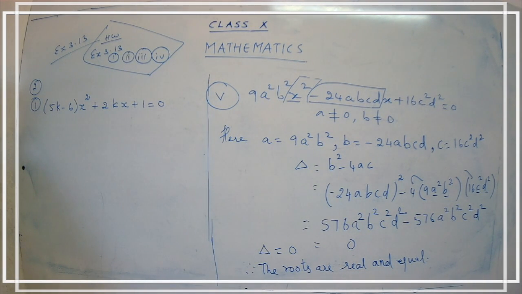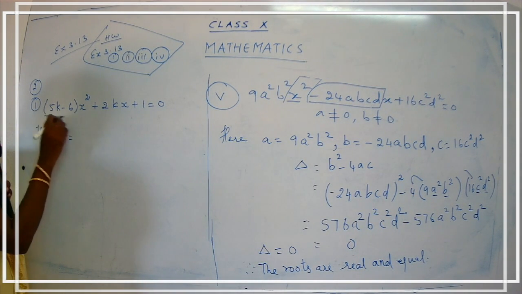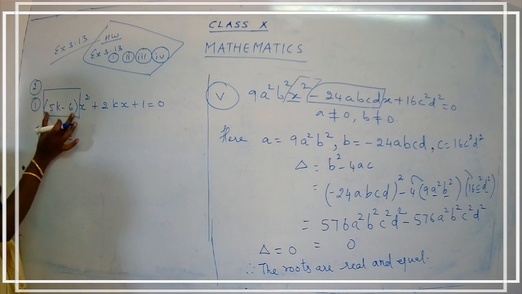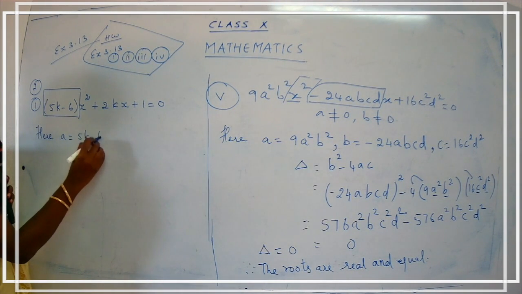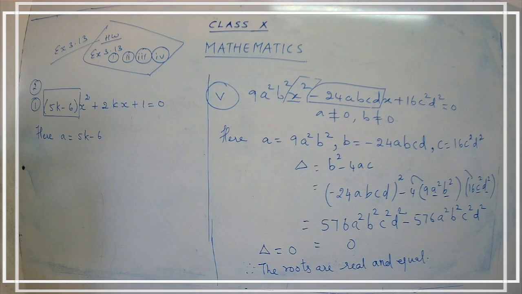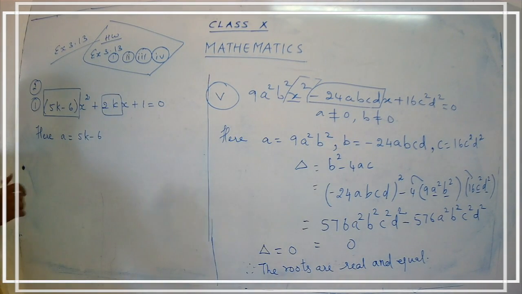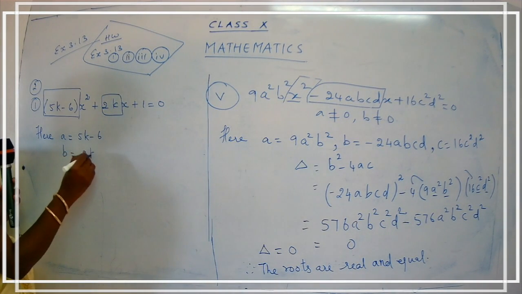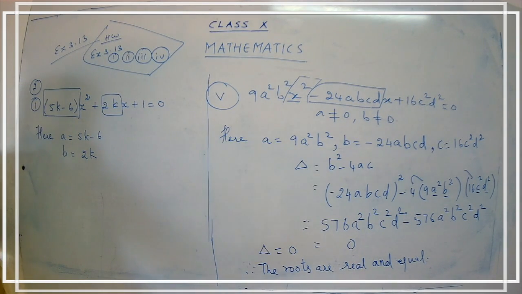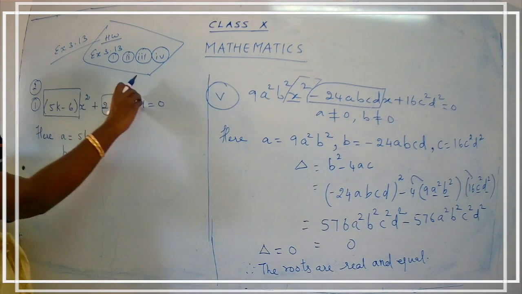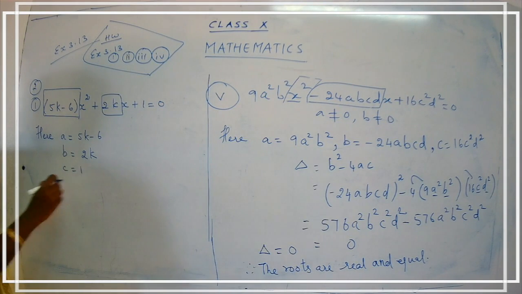Shall we proceed, children? Here, again, we always start with the same thing. We have to find out what is A, what is B and what is C. What is A here, children? What comes with x square? What is there with x square? Yes, 5k minus 6. So write down as it is. So A is equal to 5k minus 6. Okay, what is B? Along with x. What comes along with x? 2k. Good. So B is equal to 2k. Done. And what is C? The whole constant term. You are going to take the whole term. So what is the whole term here? It's 1. So C is equal to 1.